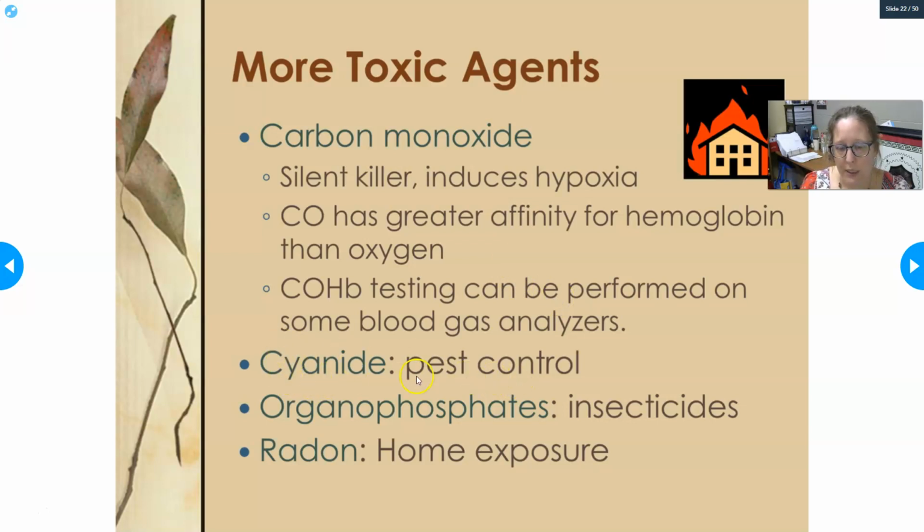Cyanide exposure can occur through pest control, so it's in things like rat poisons. Organophosphate exposure can occur around insecticides, and radon will be around in the home, especially newer homes or homes where they have manufactured furniture that's pretty recent and is off-gassing some of this stuff.